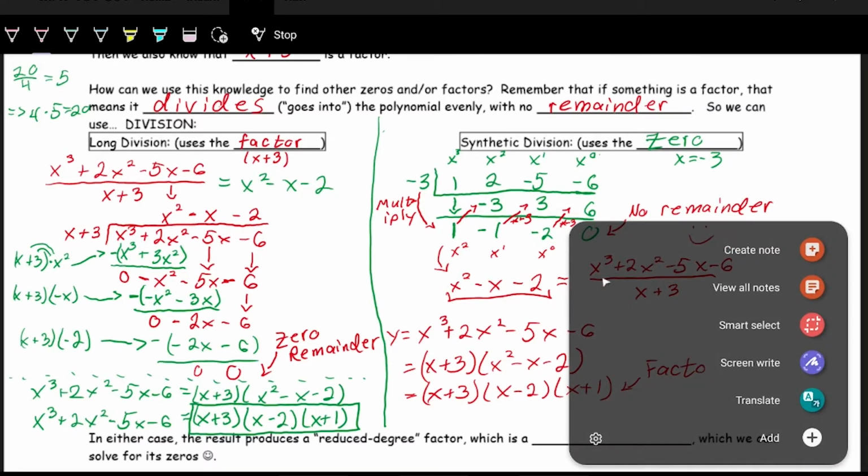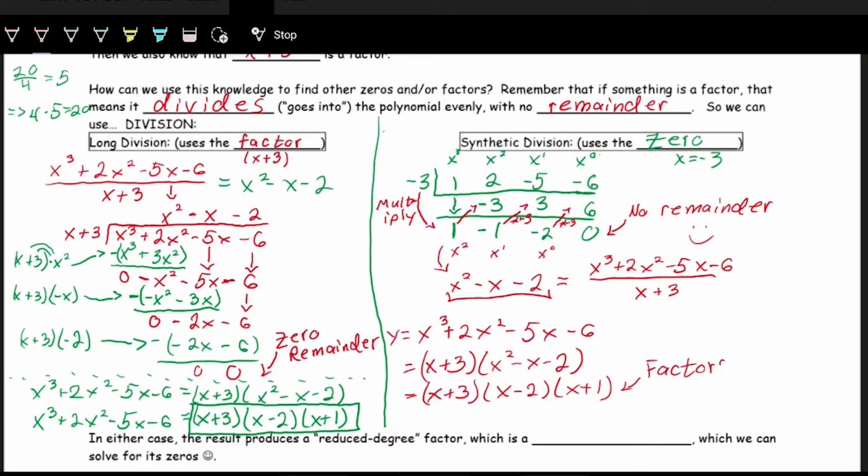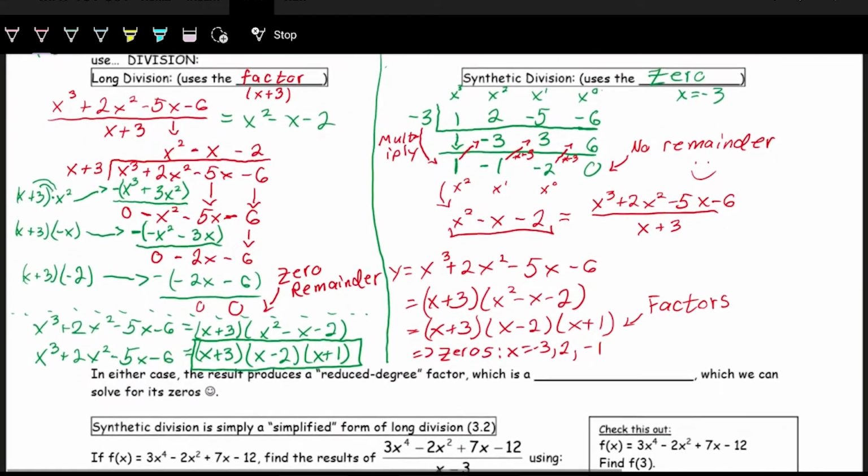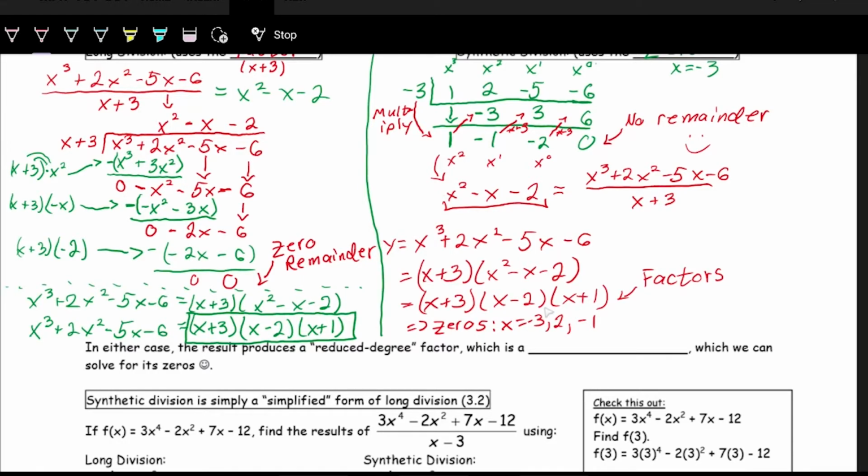So this is one really useful and powerful way of factoring and then also finding the zeros, because the zeros here are x equals negative 3, because it's just the opposite signs, and then x equals 2, and then x equals negative 1. So we can always go back and forth from the zeros to the factors. And so in each of these cases, the results produced a factor, which in this case was a quadratic.